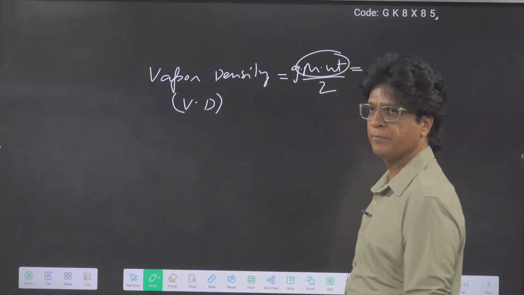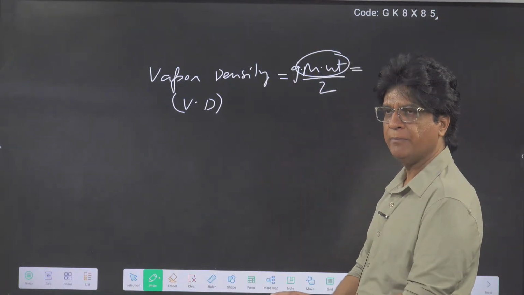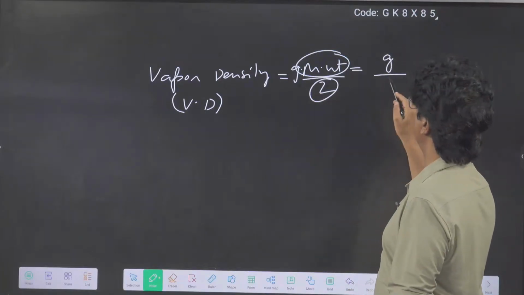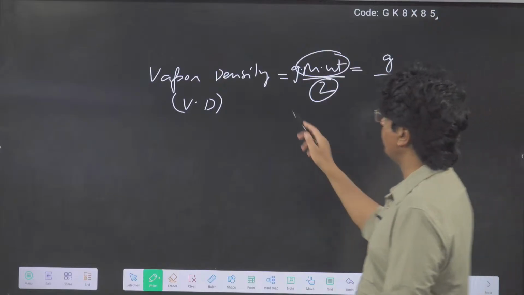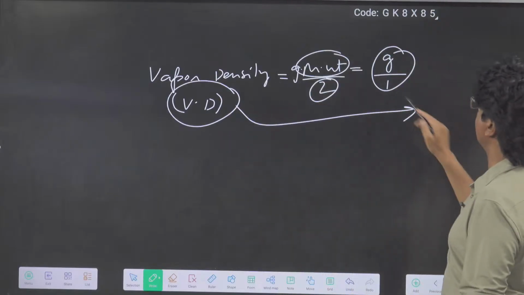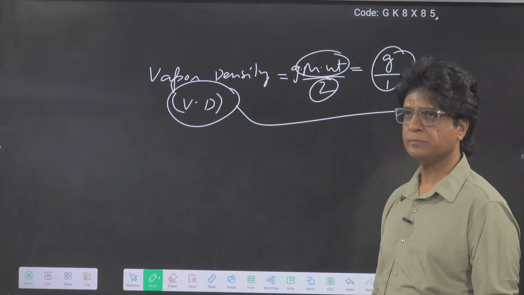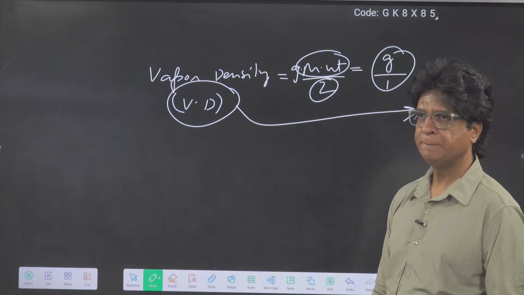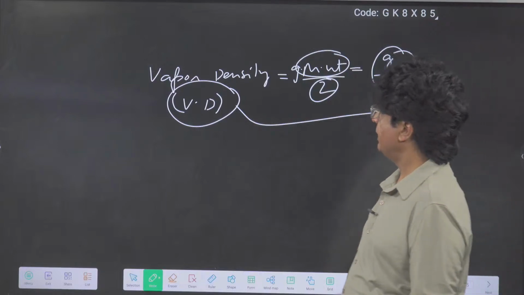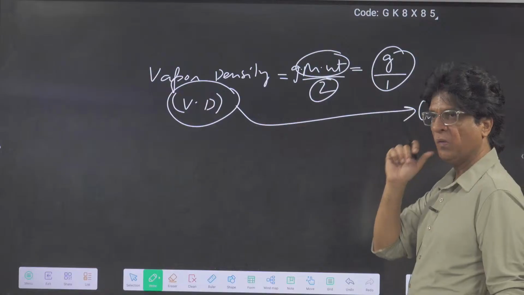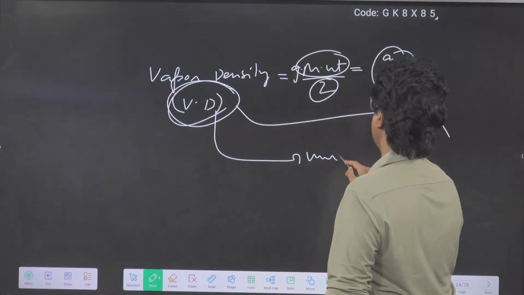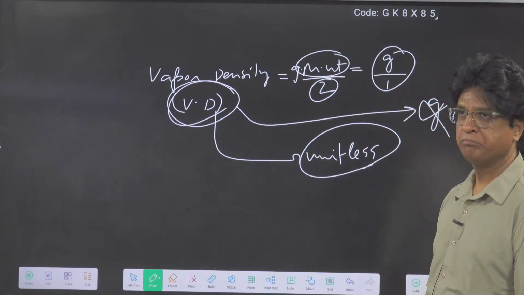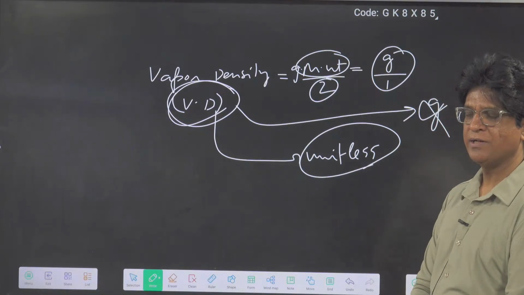Now, if I ask you, achha, what is the unit of molecular weight, or you can say simply gram molecular weight? It will be gram, and it is a pure number, so nothing out there. And so what is the unit of vapor density? It will be gram. The unit of vapor density will be gram. Yes or no? But that is incorrect. Vapor density is a unitless entity.